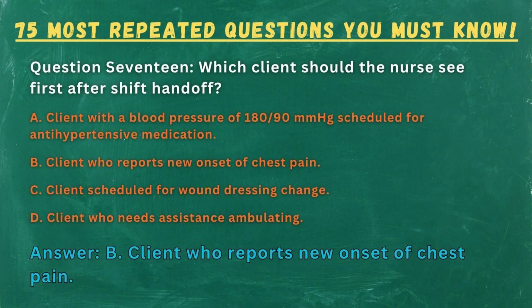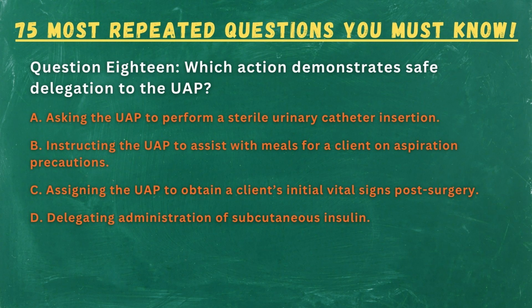Answer. B. Client who reports new onset of chest pain. Question 18. Which action demonstrates safe delegation to the UAP? A. Asking the UAP to perform a sterile urinary catheter insertion. B. Instructing the UAP to assist with meals for a client on aspiration precautions. C. Assigning the UAP to obtain a client's initial vital signs post-surgery. D. Delegating administration of subcutaneous insulin.